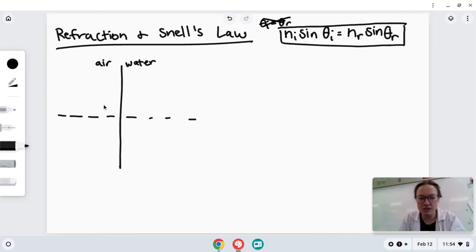Hey, can you imagine a situation where you would have air on one side and then water on the other side, with a little vertical line in between them? Could you think of any examples that might be like that? No, me neither. But let's just make a hypothetical one.